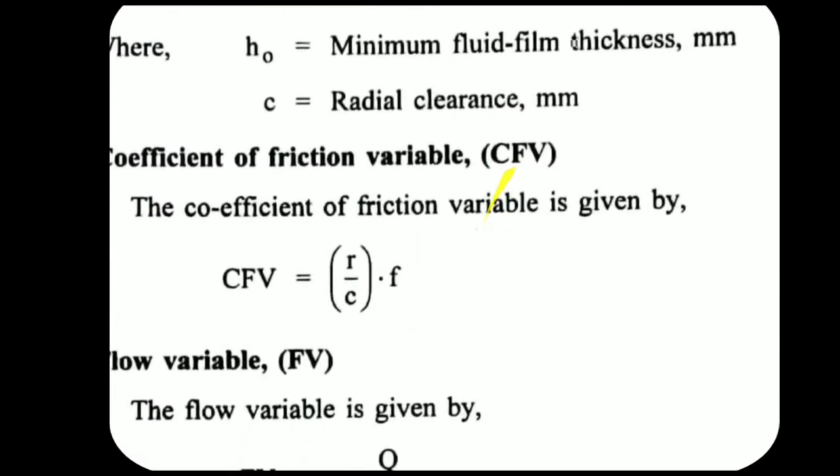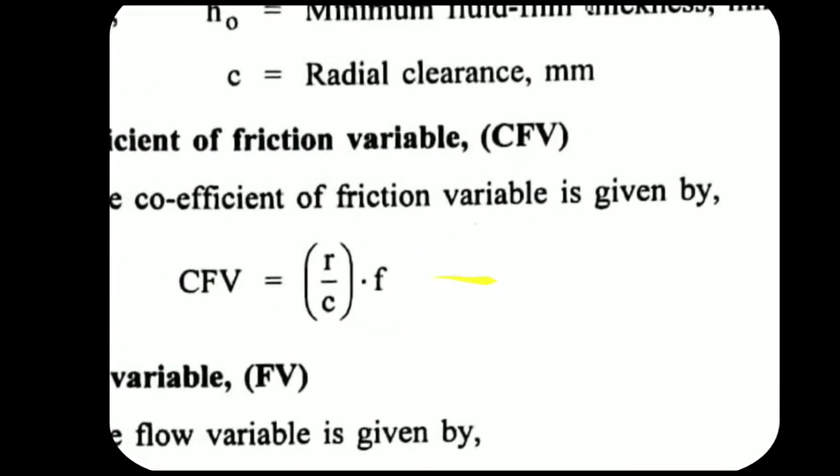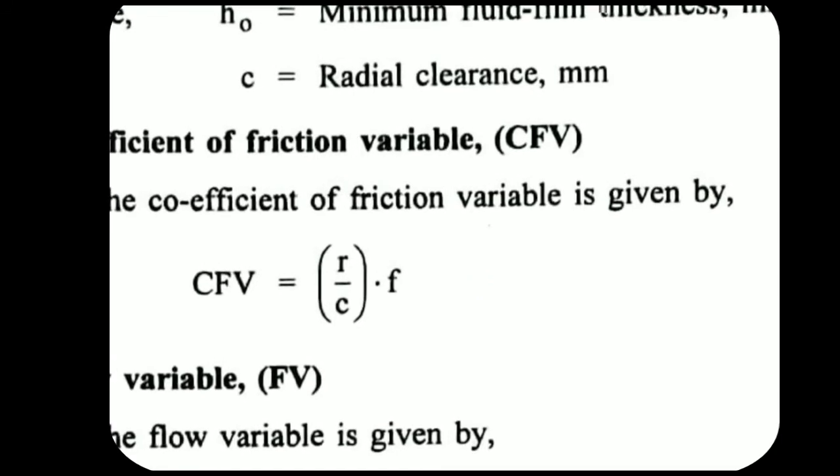Next the parameter they explained is the coefficient of friction variable, generally noted as CFV, and it is indicated by R by C into f. These are the direct formulations given by Raimondi and Boyd, through which we can easily calculate the values of the sliding contact bearing parameters. f is nothing but the coefficient of friction.